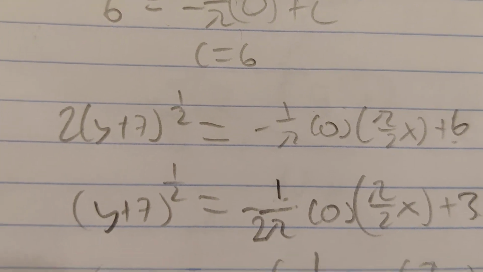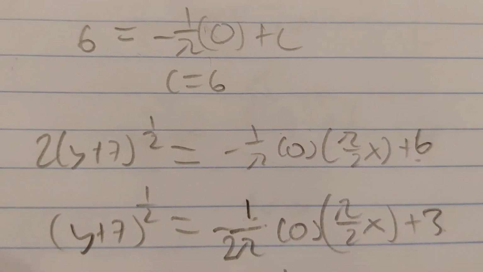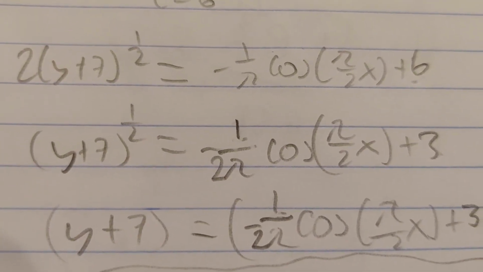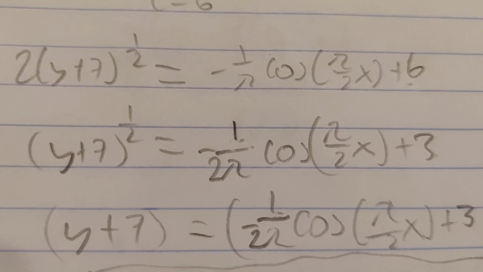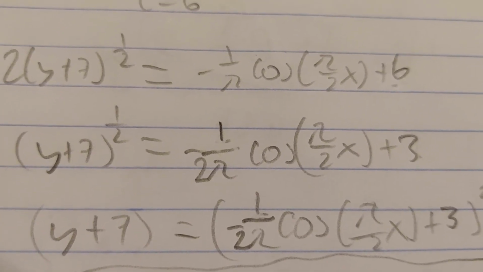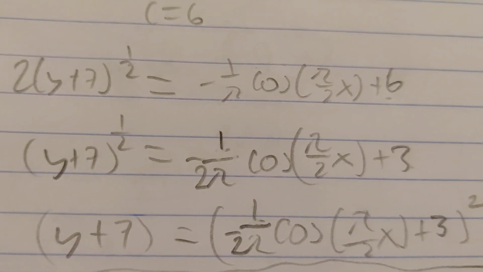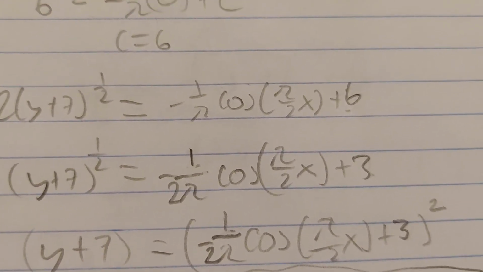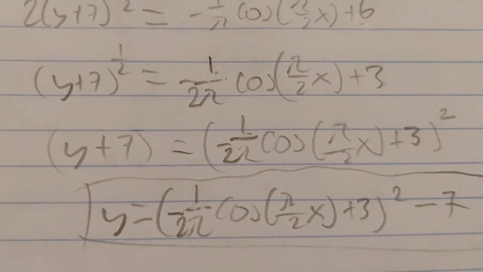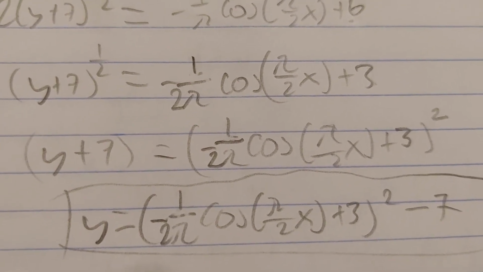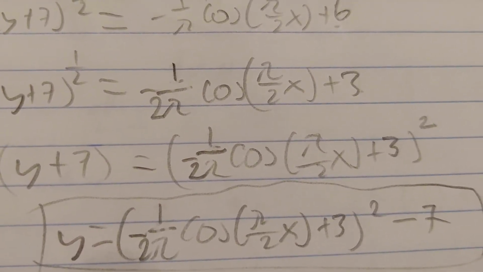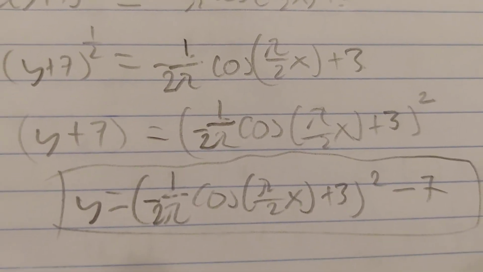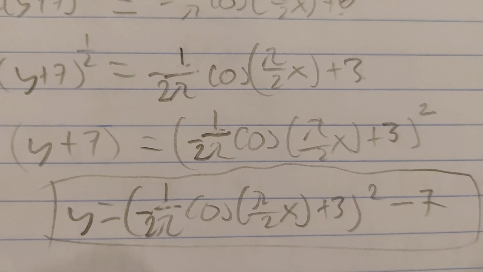And then we square both sides to get rid of the 1/2. That's going to give us y plus 7 is equal to negative 1 over 2 pi cosine pi over 2x plus 3, all squared. And then finally, the last step is to subtract 7 from both sides. So we have y is equal to negative 1 over 2 pi cosine pi over 2x plus 3, all squared, minus 7. So that is the answer to the particular solution.